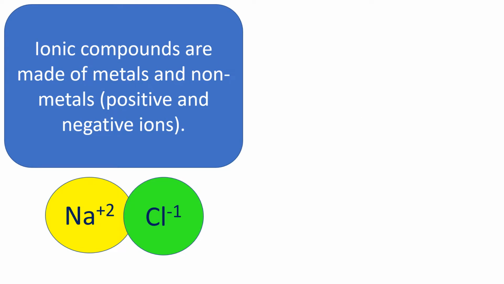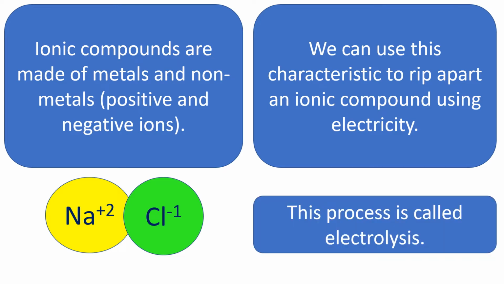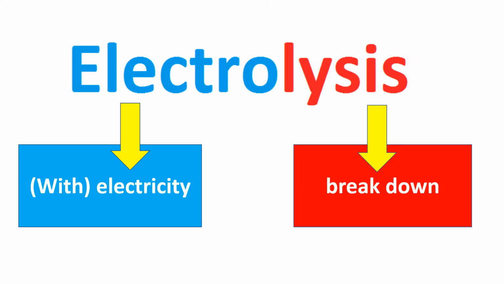So ionic compounds, and that's important, we're talking about ionic compounds, are made of metals and non-metals, so positives and negatives. That's going to be crucial. We can use this characteristic of a positive and a negative to rip apart the ionic compound using electricity. You can imagine this is going to be extremely difficult in real life. We're going to need a lot of energy, and that energy is coming from the electricity. And we call this process electrolysis.